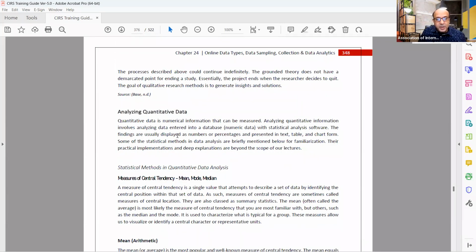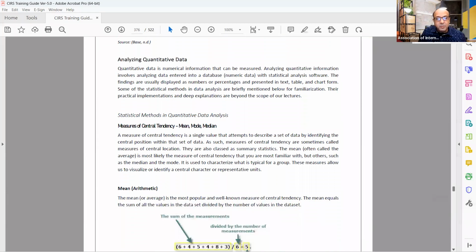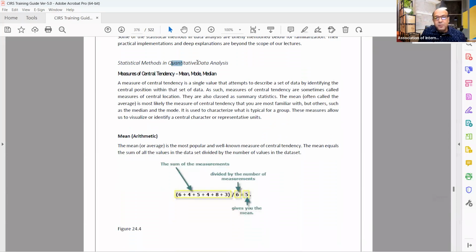Then we've got analyzing quantitative data. In quantitative data, we'll talk about statistical methods. That's all we will talk about. As far as quantitative analysis, just because we know most of our students have gone through or read, at least in school days, the main ideas behind statistical methods like mean, mode, median, standard deviation. Those are the concepts which you can relate to or more commonly understand. So we only brought this one into the CIRS.